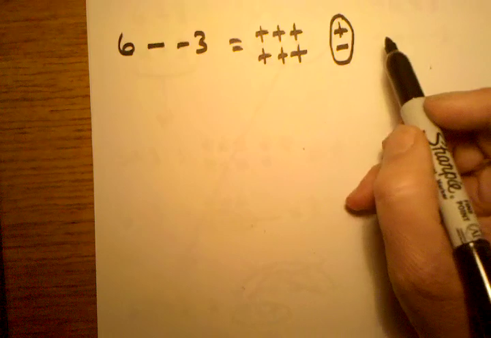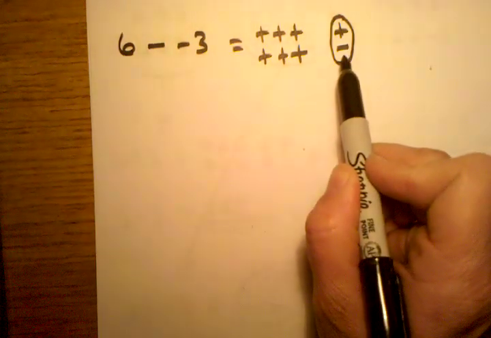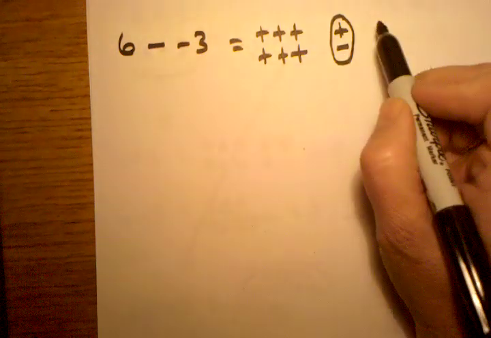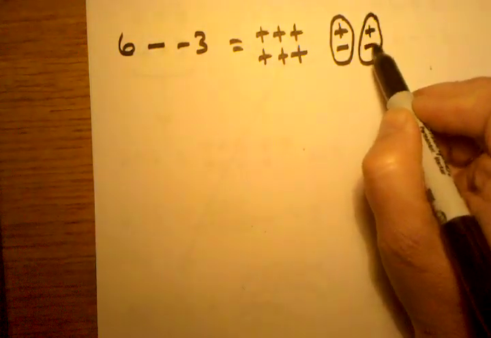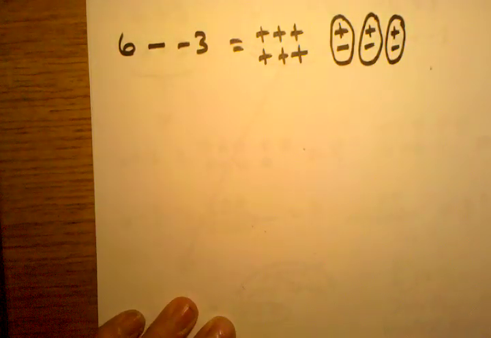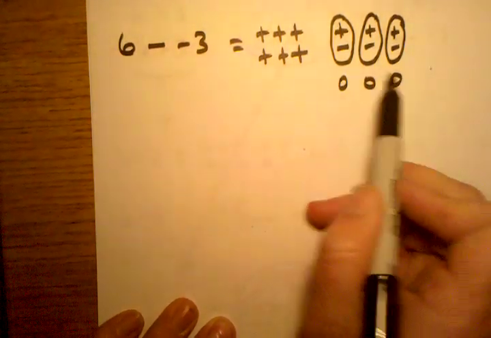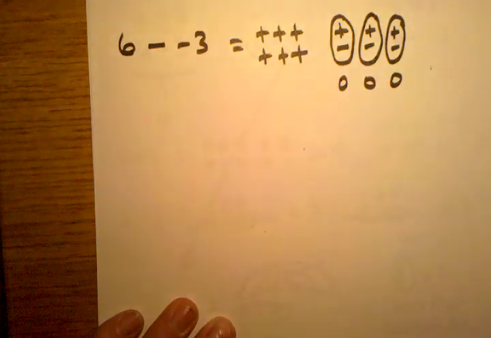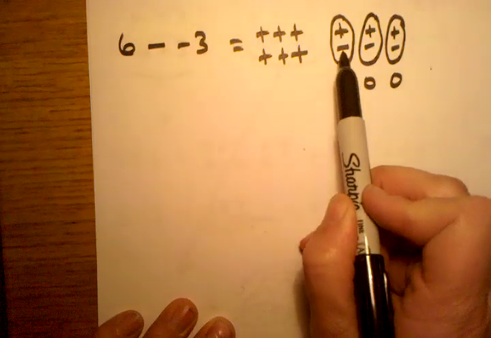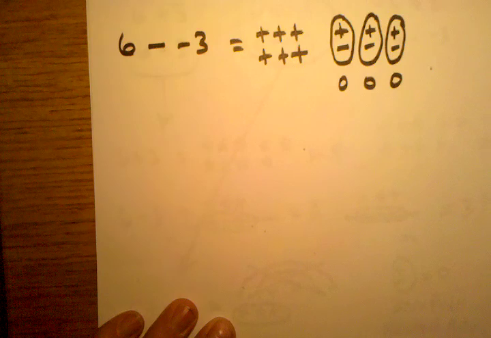So since I need 3 negative signs, and by adding 1 zero pair I only have 1 negative sign, I need to add 2 more of these sets. Now I have 3 sets of 0. This is equal to 0, and this is equal to 0, and this is equal to 0. And when I add 3 zeros to 6, I still have 6. I haven't changed the value. But what I did do by putting a 0 pair in here is I now have 3 negative signs that I can now take away.